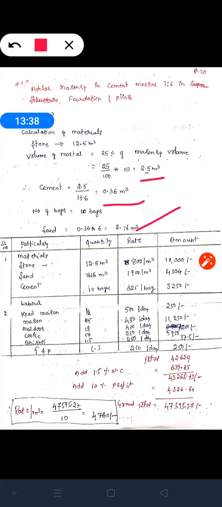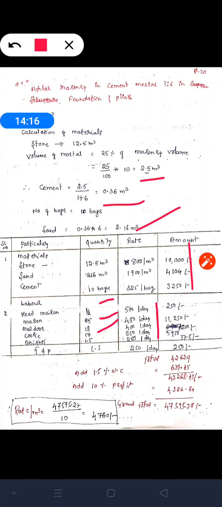Then again we prepared a tabular column, and we put in the same rates here: for stone around 800 rupees, sand 1900, and cement around 325 rupees, and here 10 bags. Then we got these amounts here. Then we move on to the labors. Admission is around 0.5 here, whereas mason is around 25 numbers. Because special care has to be taken while constructing the Ashlar masonry, the mason number is slightly increased here. Mazdoor is around 80 numbers, coolie is 17, and BISTI is 1.5.